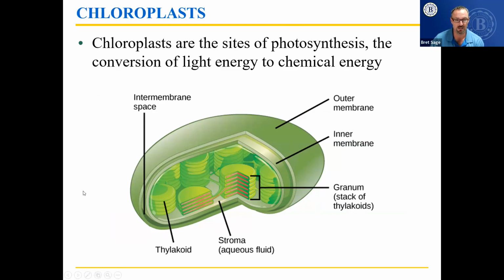Chloroplasts are the site of photosynthesis, the conversion of light energy into chemical energy. So plants and other photosynthetic protists use these organelles to make food. And this is how we have our food on this planet, because plants make food and then either animals eat it and we eat the animals, or we eat the plants themselves.